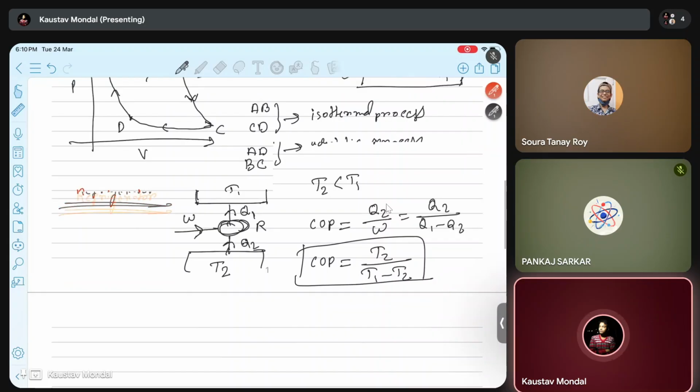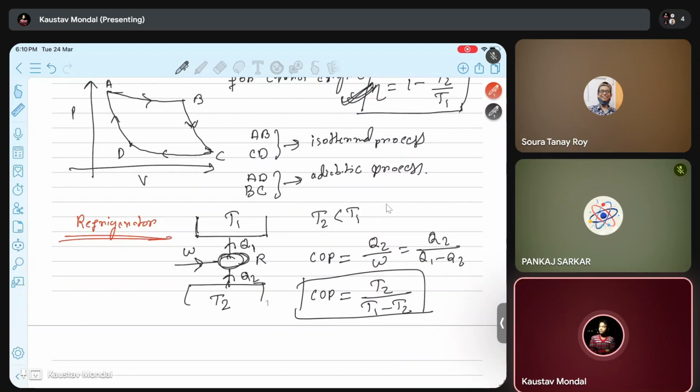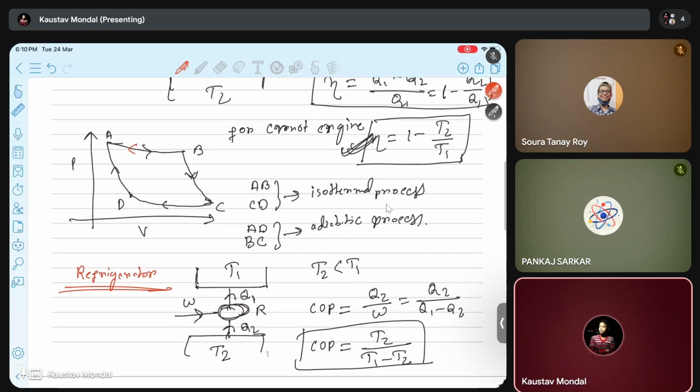For the case of a refrigerator, the PV diagram will be the same. What will be changed is the direction. The direction of the processes in the PV diagram will be like this. The arrows will be reversed.